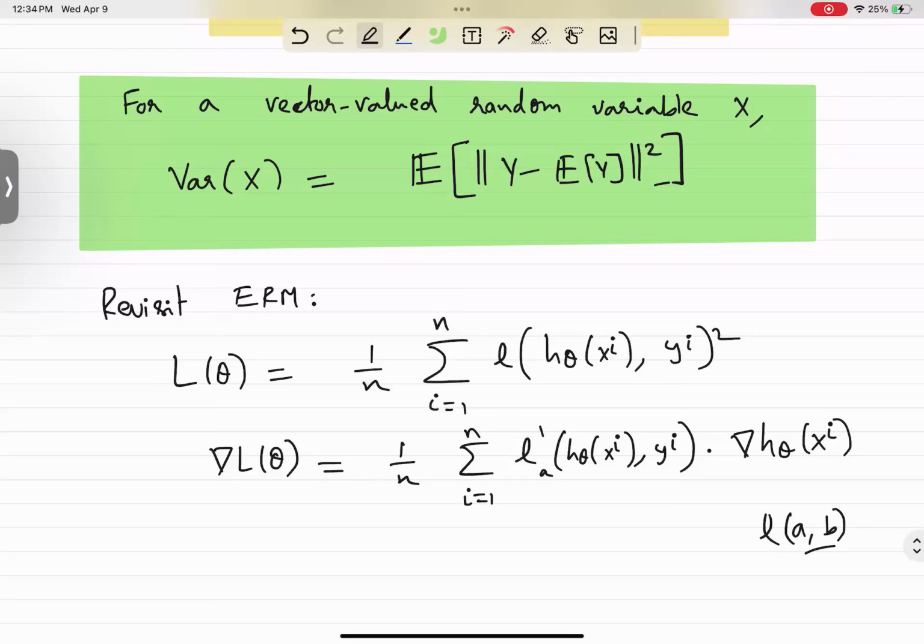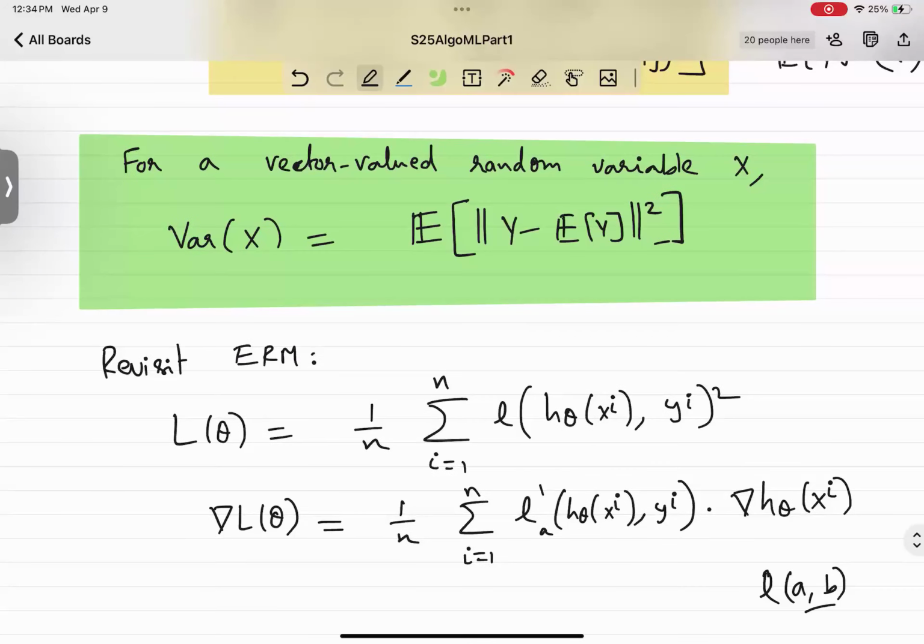Professor, for the vector valued random variable on the right hand side, should it be x? It should be X. Thank you. Okay. All right. So what would be an estimator for this? Any suggestions?